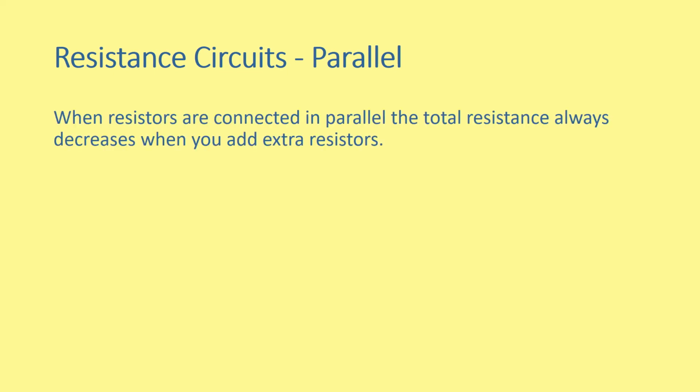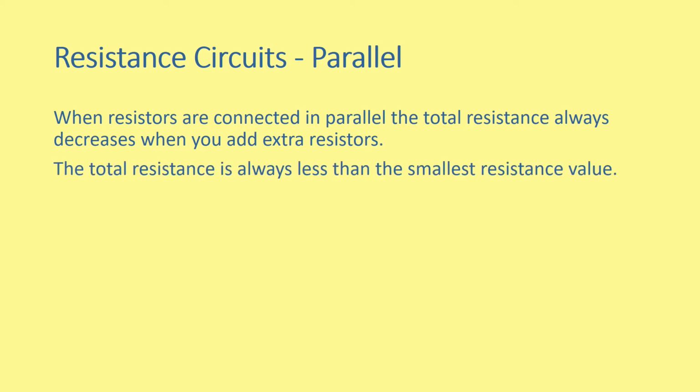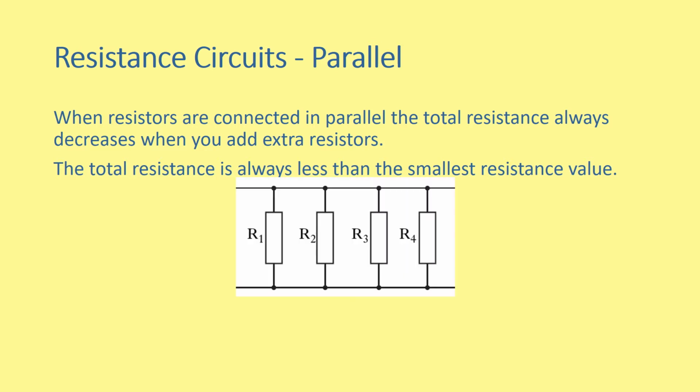Resistance circuits parallel. When resistors are connected in parallel, the total resistance always decreases as you add extra resistors, which means that the total resistance is always less than the smallest resistance value. And this is because if we have a look at this diagram where the resistors are connected in parallel, we're actually adding additional paths for current to flow. If we have additional paths for current to flow, the total current is going to increase. Therefore, the total resistance must have decreased.